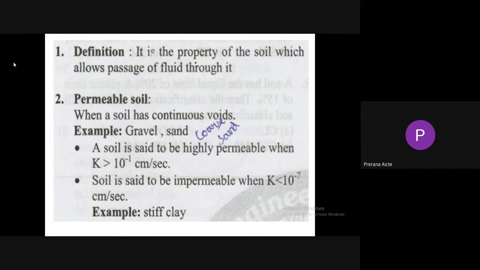The soil is said to be highly permeable when the coefficient of permeability is greater than 10 power minus 1 centimeter per second. This is a GATE question, so please remember this value. A soil is said to be impermeable when the coefficient of permeability is less than 10 power minus 7 centimeter per second. For example, stiff clay is termed impermeable. If the permeability is between 10 power minus 1 and 10 power minus 7, then the soil is called semi-permeable, like fine sands and silts.